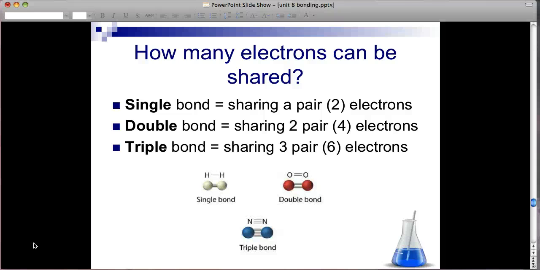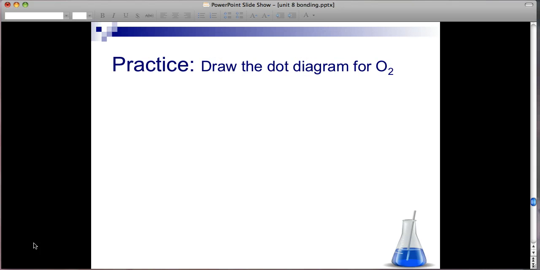So let's continue with single, double, and triple bonds. Let's practice what we've learned. If we were going to draw the dot diagram for oxygen, and remember oxygen is diatomic, so it will always occur bonded to either another element or to another oxygen. Oxygen has a total of 6 valence electrons, and there's 2 of them, that means we have a total of 12 electrons to place around our 2 oxygen atoms. And this is what it would look like.